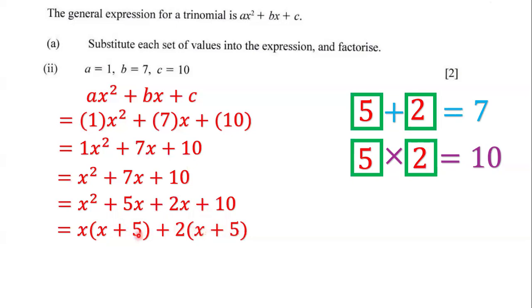So x plus 5 is a factor of both of these terms. And so it's a common factor of both of these terms. So we factor out x plus 5. And when we factor out x plus 5, we are left with x plus 2. So we have x plus 2 here. And so our answer is x plus 5 multiplied by x plus 2. And that's our answer to this particular question.